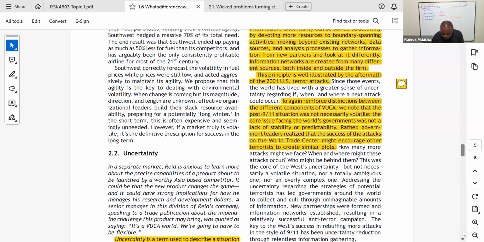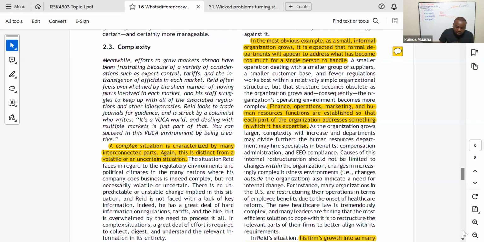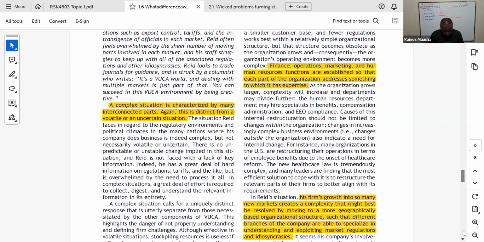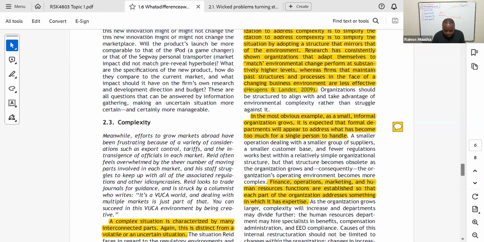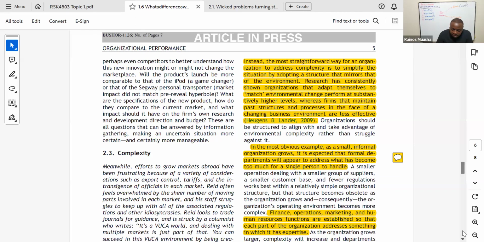Moving on to the next scenario. The next situation that we're going to be looking at is a situation where there is complexity. And they say a complex situation is characterized by many interconnected parts. Again, this is distinct from a volatile or uncertain situation. And in the next paragraph, they go on to say, instead, the most straightforward way for an organization to address complexity is to simplify the situation by adopting a structure that mirrors that of the environment.